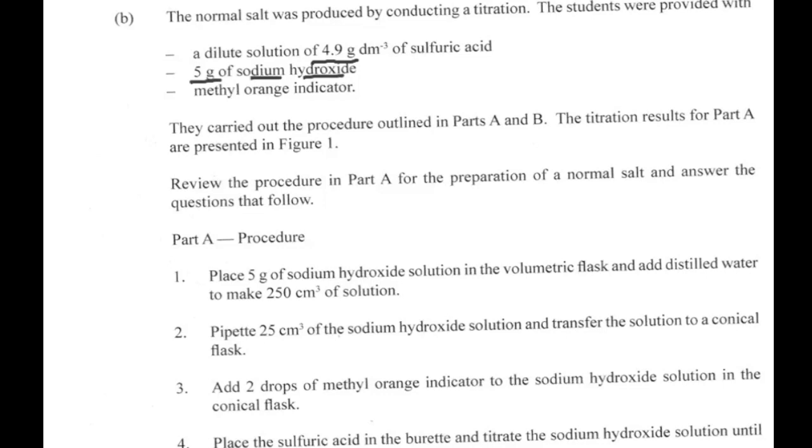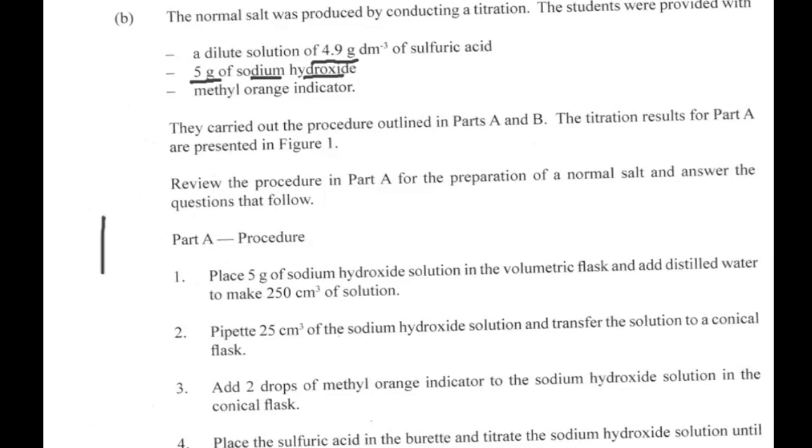They carried out the procedure outlined in parts A and B. The titration results for part A are presented in figure 1. Review the procedure in part A for the preparation of a normal salt and answer the questions that follow. Part A procedure. Step 1, place 5 grams of sodium hydroxide in the volumetric flask and add distilled water to make 250 cm³ of solution.